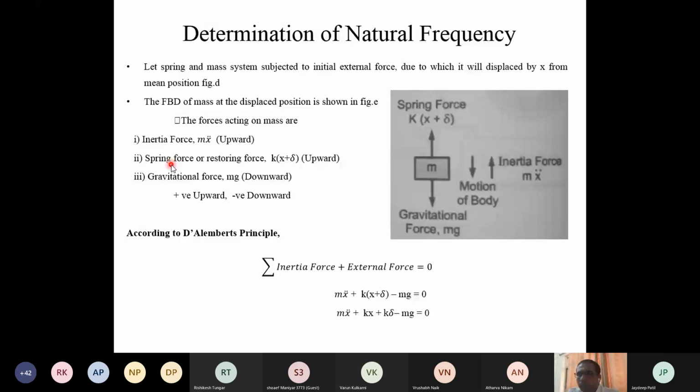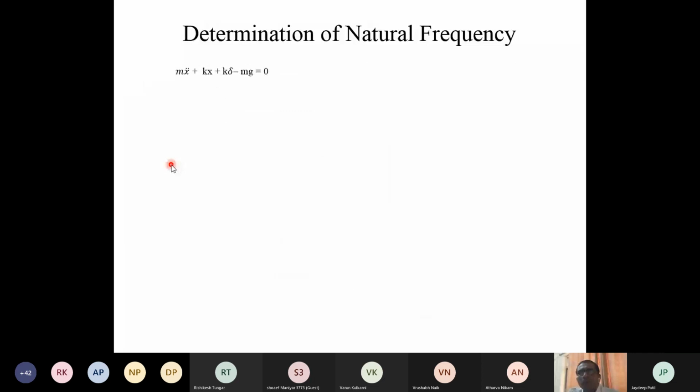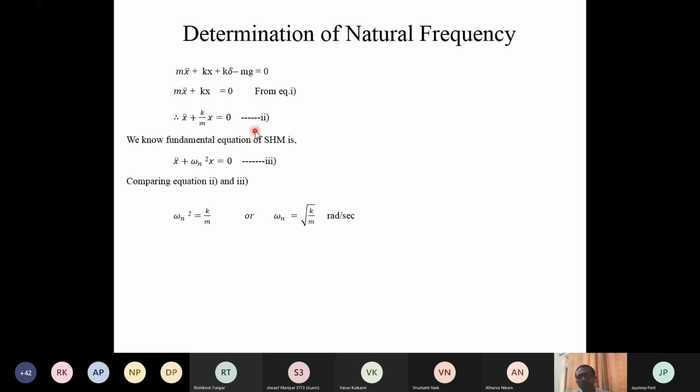Okay, see the next slide. K delta gets cancelled here. You will get m x double dot plus kx is equal to 0. Dividing by m, x double dot plus k by m x is equal to 0. This is equation number 2, the equation of motion of the given vibrating system. Compare this equation of motion with the equation of simple harmonic motion, x double dot plus omega n square x is equal to 0, which is equation 3. You will get omega n square is equal to k by m, or omega n is equal to under root of k by m. Omega n is nothing but your circular natural frequency.